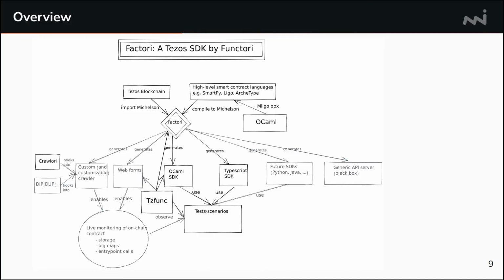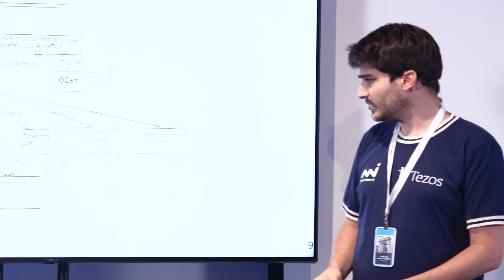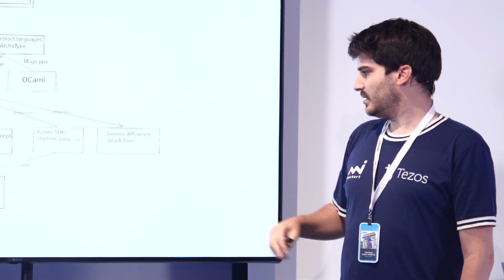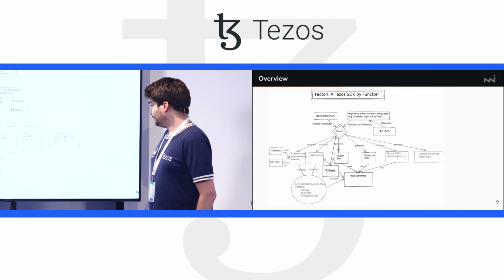So this is a rough sketch of how Functori is designed. Functori is a single entry point either from the Tezos blockchain or from a high-level smart contract language. And then it generates a whole bunch of things. The two things that it generates now are an OCaml SDK and a TypeScript SDK to interact with the contract. We're also working on future SDKs in other programming languages, namely Python and Java and maybe some others.